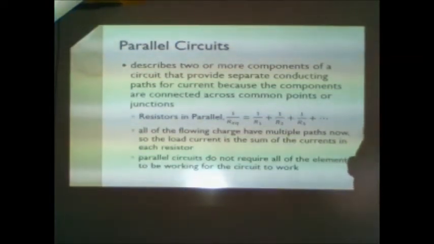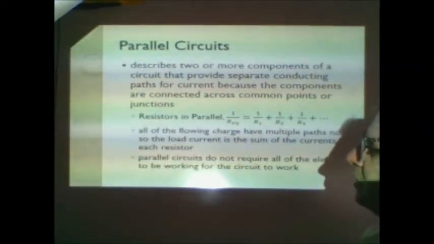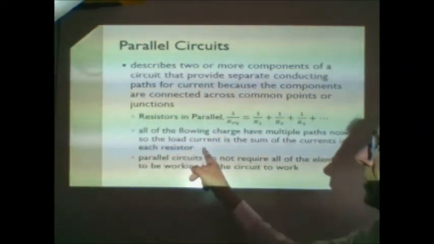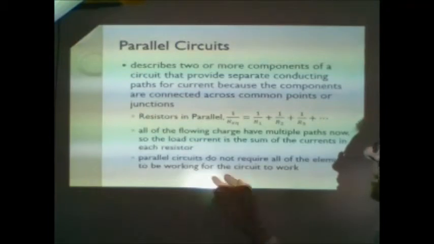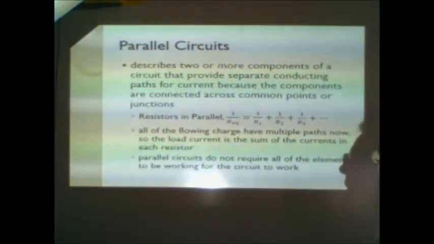The current that flows out of the battery, the load current, is the sum of all the currents in each resistor. And I'll show you why that is.